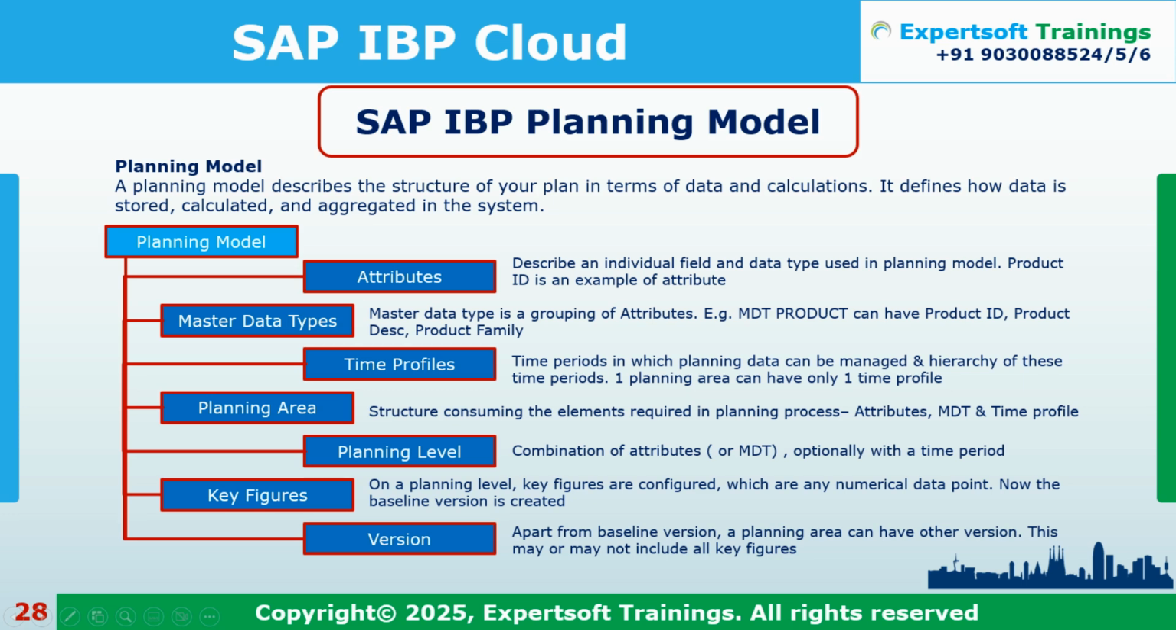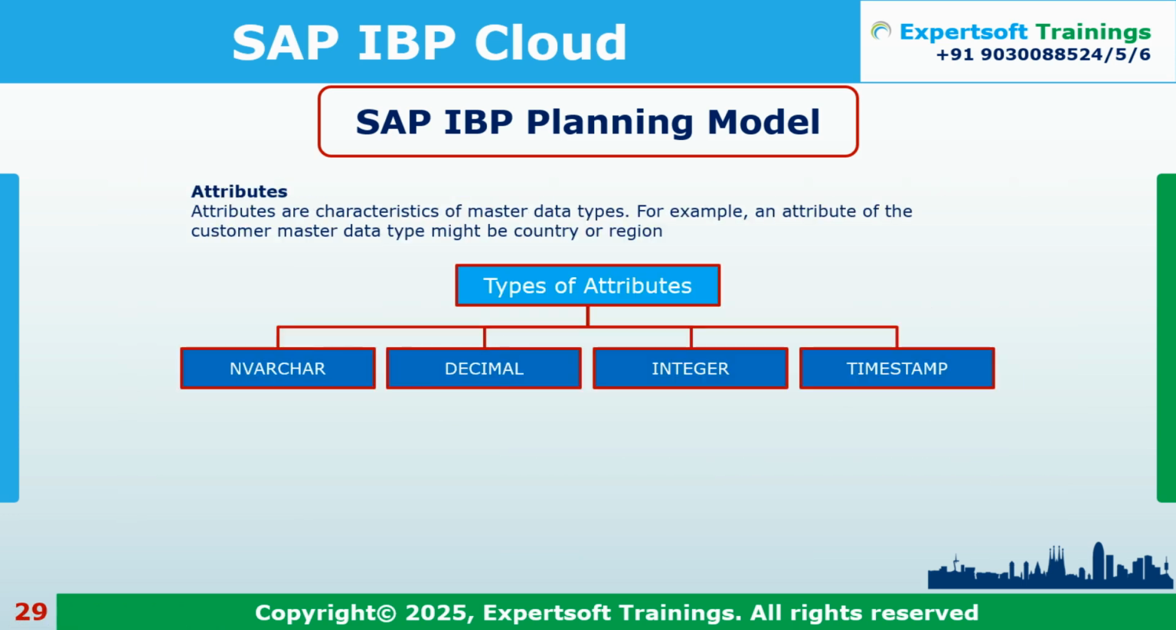So now let us go into detail one by one. First, let us go into the attributes. Attribute means it is a characteristic to describe your master data, right?